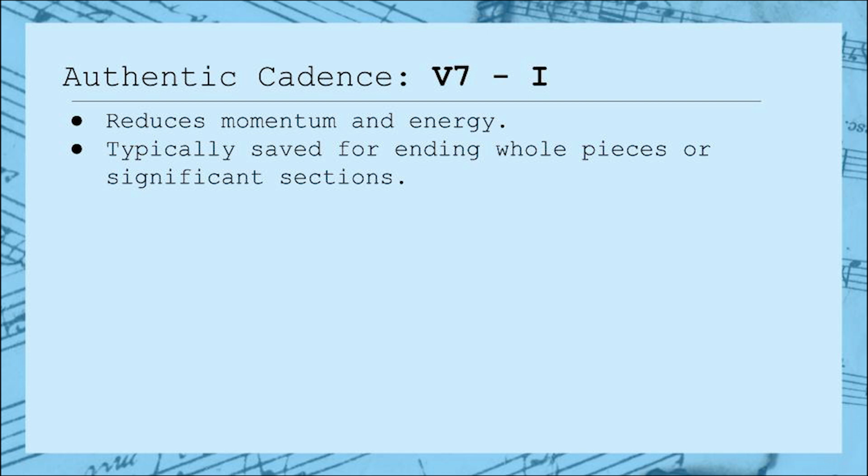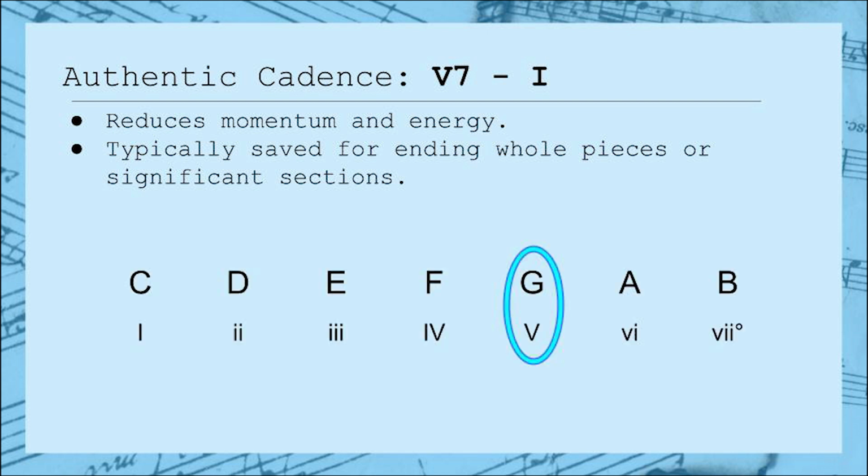First, we have the authentic cadence, which is ending your chord progression with a 5 dominant 7 leading into a 1 chord. In the key of C major, that would be a G dominant 7 followed by C major. This is the most powerful cadence, and is typically reserved for ending whole pieces of music, or at least significant sections. What makes this cadence so powerful is something called a functional tritone.